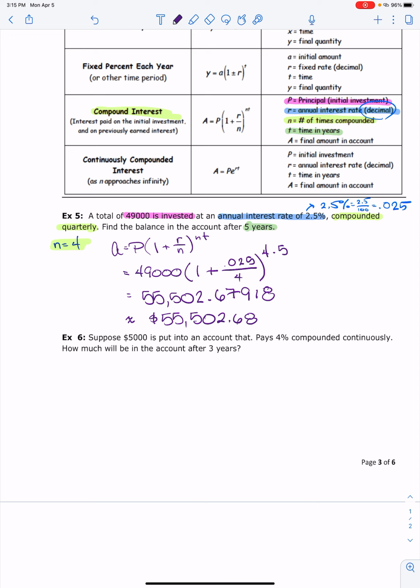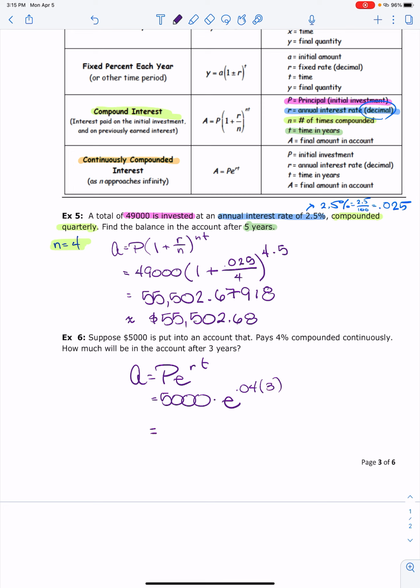Example 6, we have 5,000 put into an account that pays 4% compounded continuously. So we're using our PERT formula, A equals Pe to the rt. rt is a number. Remember, that is not a variable there. My interest rate is 0.04 for 3 years.